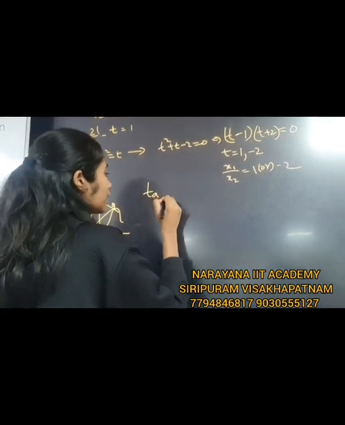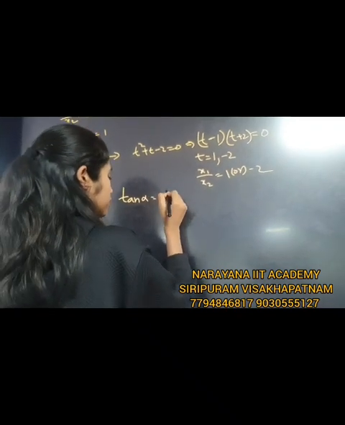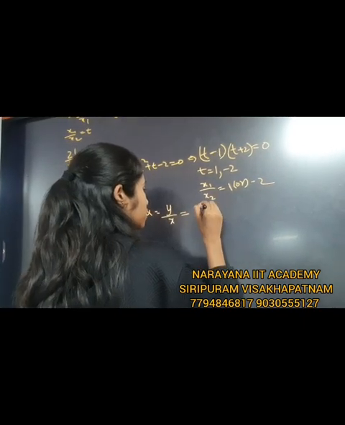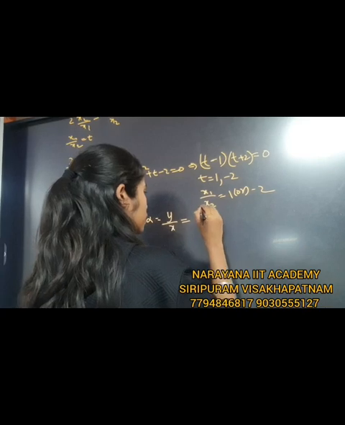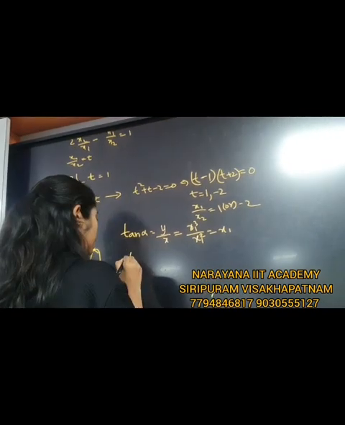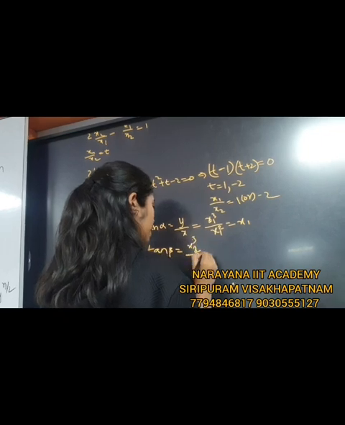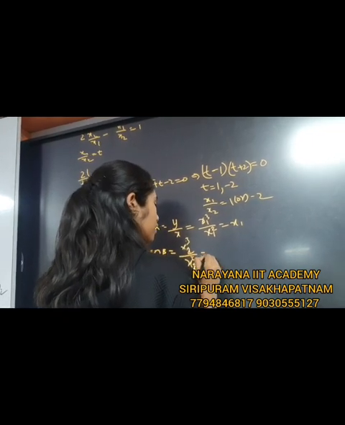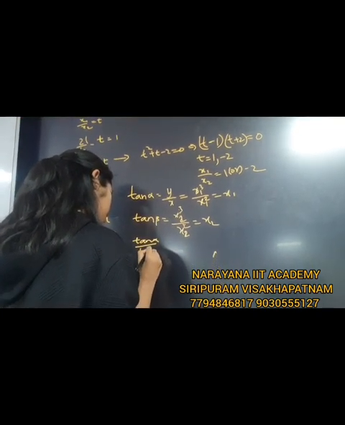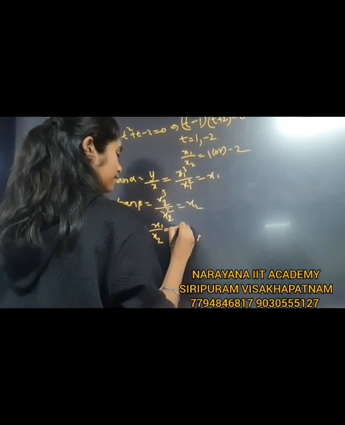Then tan alpha will be y by x, that is x1 cube by x1 square, that is x1, and tan beta will be x2 cube by x2 square, that is x2. Then tan alpha by tan beta will be x1 by x2, that is either 1 or minus 2.